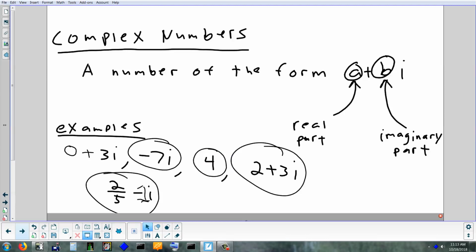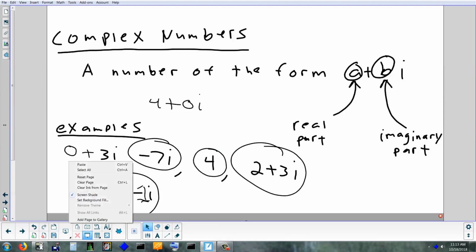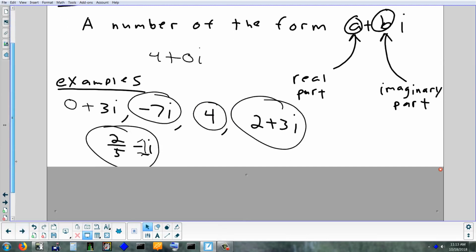So 4, there's no imaginary part. You can think of it this way. 4 is really a complex number. It's just there's no imaginary part. If the imaginary part is 0, or the real part is 0, we usually don't bother writing it. Okay? So those are all examples of complex numbers.